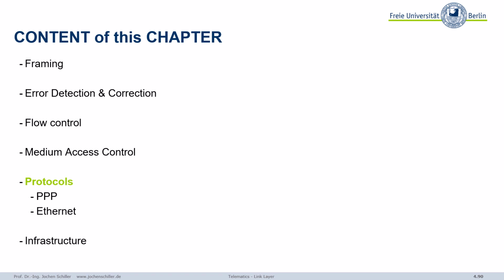After looking into some of the key functions of the link layer, we'll now go to protocols. So we know how we create frames out of the bit stream. We know how to check for errors. We know how we can control the flow so that the big powerful computer will not simply swamp the little IoT device with too much data.